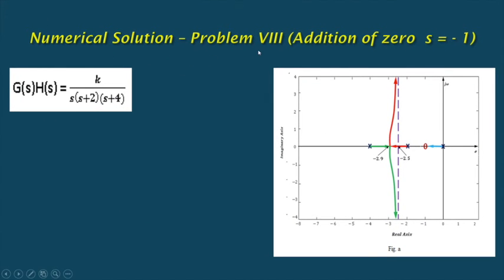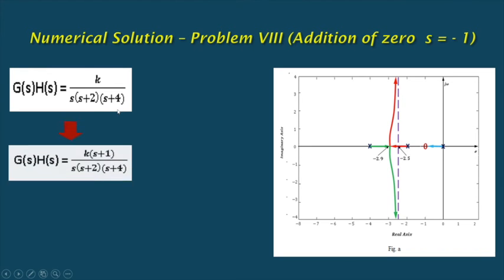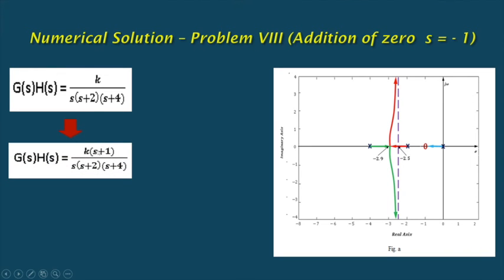Numerical solution problem 8. Addition of 0 is equal to -1. If we consider this example, G(s)H(s) equal to K divided by s into s plus 2 into s plus 4. Then addition of s equal to -1.